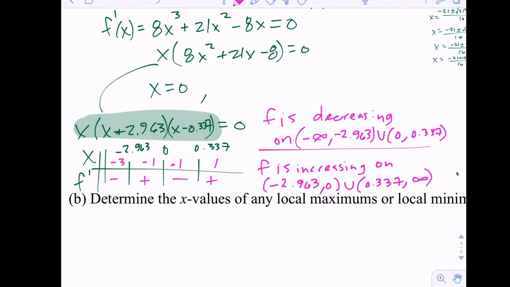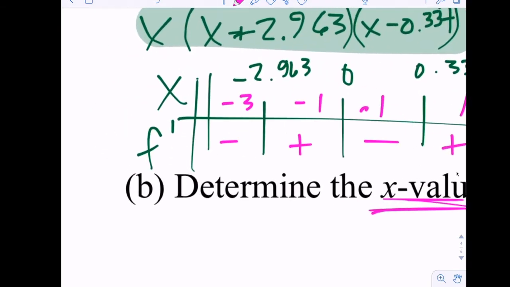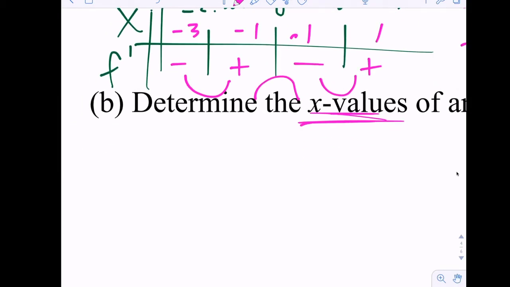So there's part A. Part B now says to determine the x values of any local max and local mins. Just the x values. Okay, well, we get to reuse the chart. Here's what I like to do, and it's optional for you. Negative to positive, positive to negative, negative to positive. I like to draw the smiles and the frowns right there so I can visually see if they're local max or mins. So it looks like we have 2 mins, right?